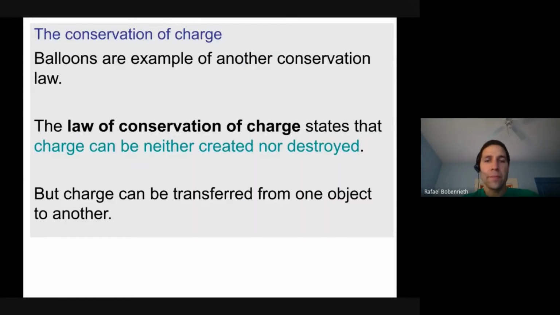Okay? This is an important idea as well. So we've got charge model, we've got conservation of charge. All right, let's apply it to a quick sample problem.